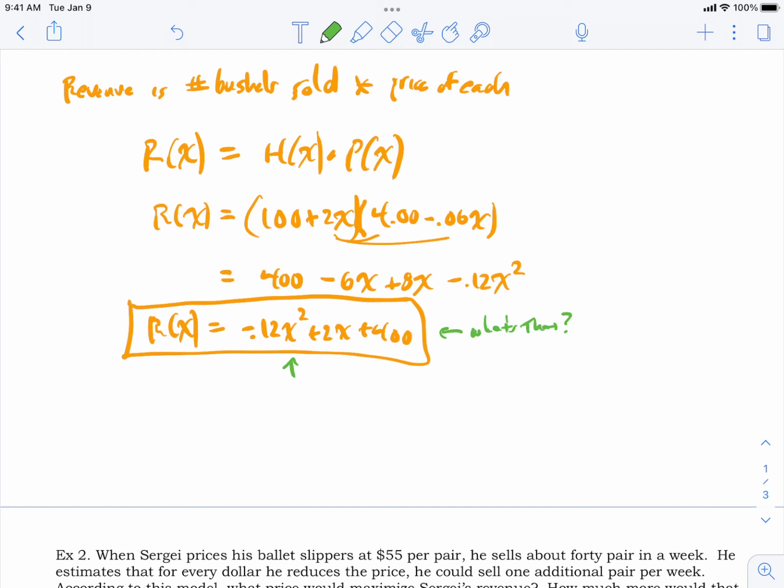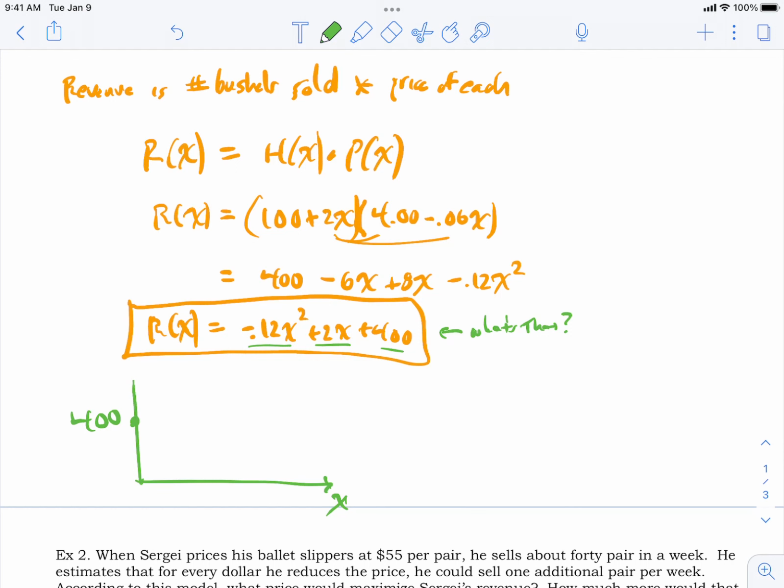Which way does it open, up or down? Well, you see the negative there tells you that it opens down. We've got a parabola that opens down. That means if it opens down, it's going to have a highest point somewhere. In fact, notice when x is 0, this goes away, this goes away. You're starting at 400, which is basically saying you'll get $400 if you sell them right now.